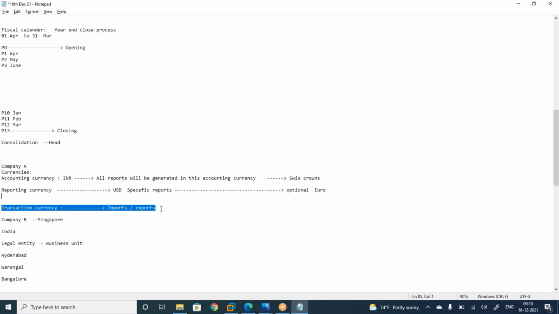This one is on the fly, it will be changed because I don't know whether I am going to import from Australia, whether I'm going to import from the UK, USA, or whether I'm going to export to USA. I can export to Canada, China, Dubai, Saudi. Am I right? It is not in your control at all. So this will keep on changing as per the requirement.